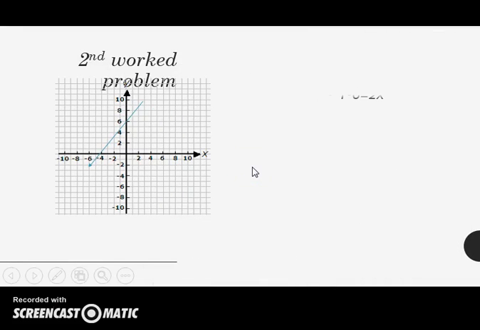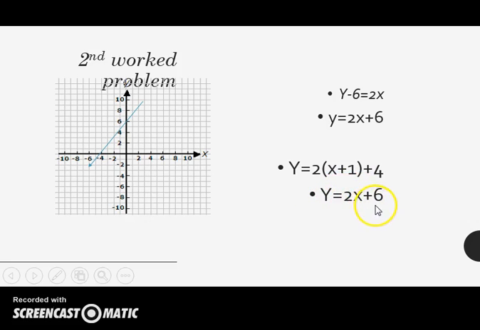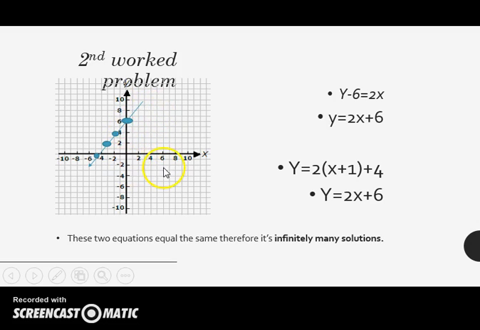For our second worked equation, we have y minus 6 equals 2x and y equals 2x plus 6. We would have to change the first into slope-intercept form, like the second equation, and we would get y equals 2x plus 6. As you can see, these two equations are exactly the same. So the points and this line are the same. And since they are equal and the same, this system of equations has infinitely many solutions.